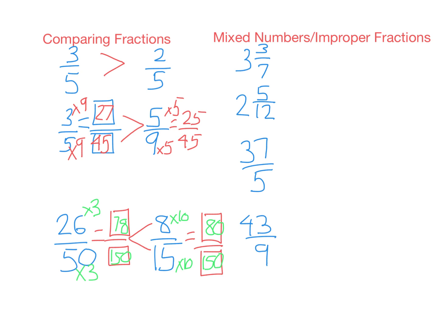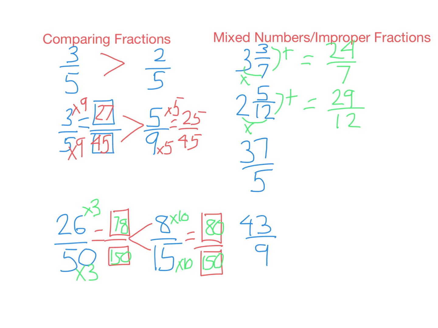One other type of equivalence we need to know is that between mixed numbers and improper fractions. If you have a mixed number and you want to convert to an improper fraction, you take the whole number part, you times by the denominator, and you add the numerator. So 3 times 7 is 21, plus 3 is 24, and you always keep the same denominator. For this one here, we'd go 2 times 12 plus 5. 2 times 12 is 24, plus 5 is 29. You always keep the same denominator. These two are called improper fractions because their numerators are greater than their denominators.